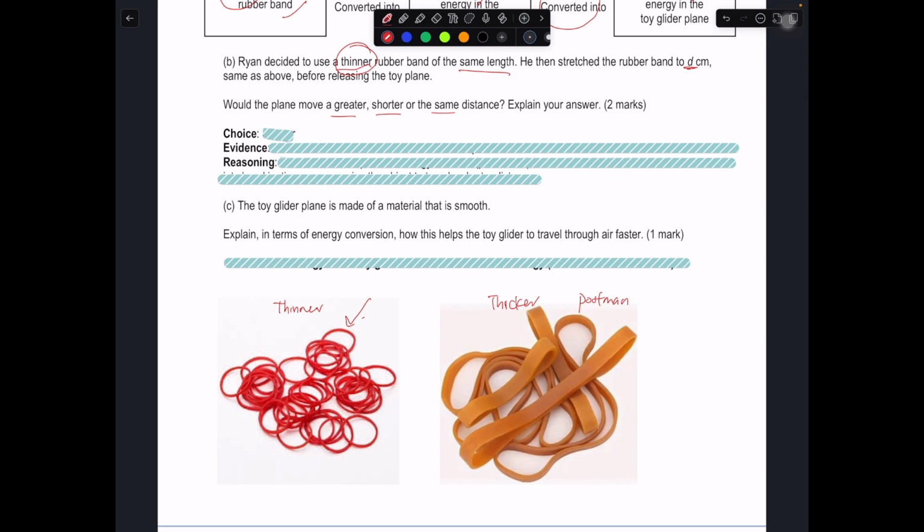So if you were to stretch both the red and the yellow rubber band to the same distance, you will realize that the thinner rubber band is easier to stretch, because this one is more elastic, more stretchable. The thicker one is more stiff in this case, so it's harder to stretch. But if you manage to stretch them to the same distance, this one will have more potential energy. This one will have less potential energy.